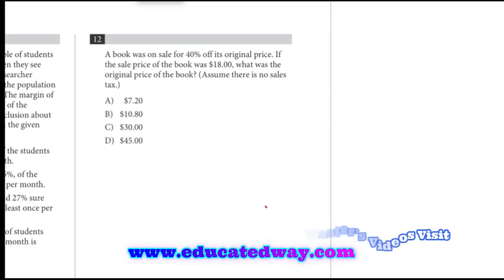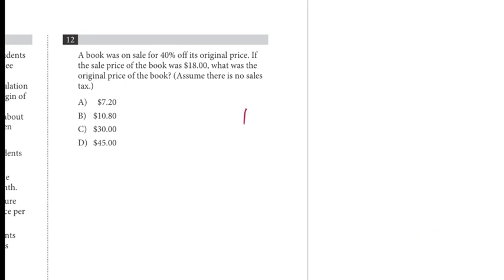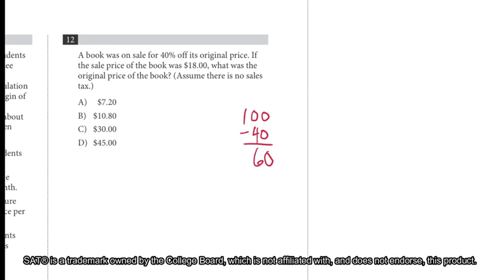But let's look at this algebraically. All right, so if the book is 40% off, the original price is 100%. If we take 40% off of 100%, we're left with 60%. So basically 60% of the original price. We'll call the original price P. 60% of the original price equals $18.